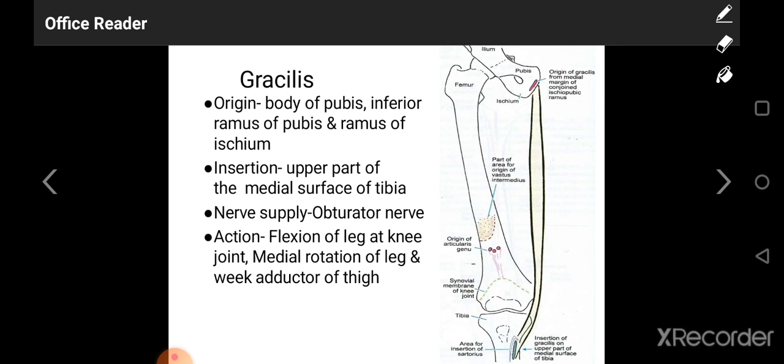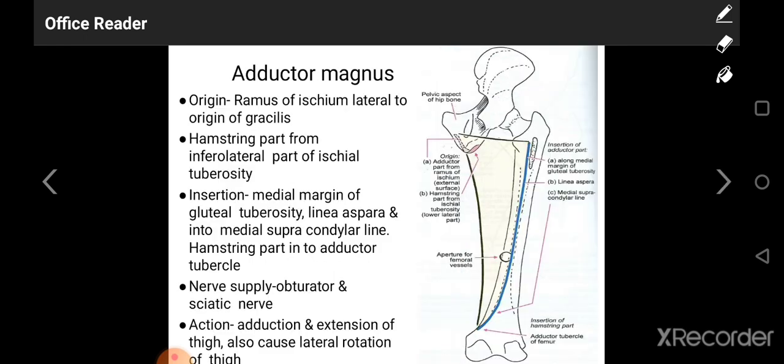Then gracilis. It arises from the body of the pubis, inferior ramus of the pubis and ramus of the ischium. It is inserted on the upper part of the medial surface of the tibia. It is supplied by the obturator nerve. Action: flexion of the leg at the knee joint, medial rotator of the leg and weak adductor of the thigh.